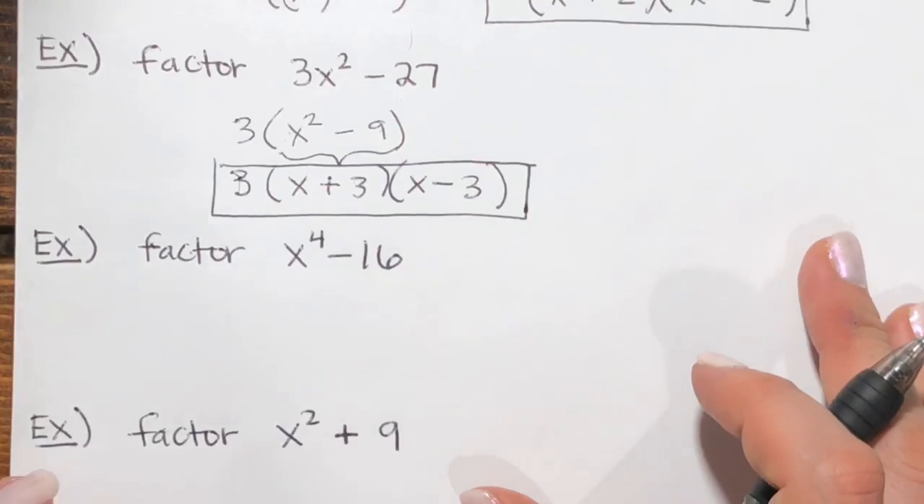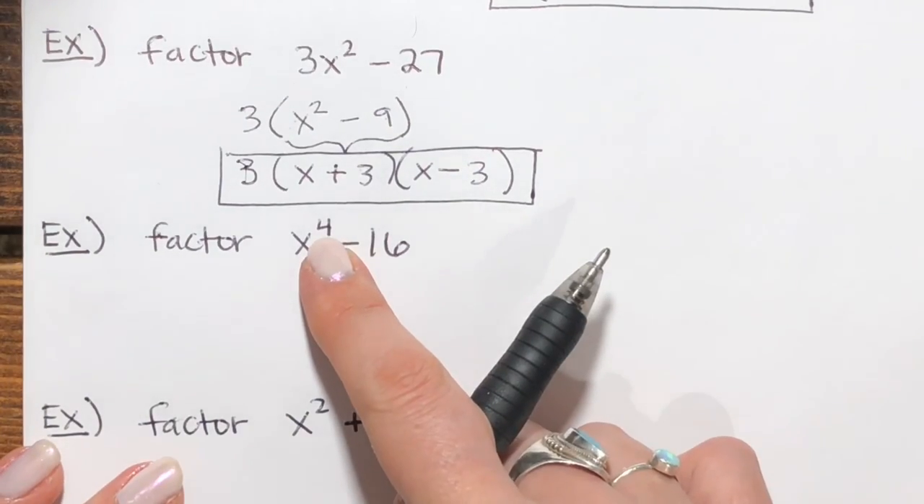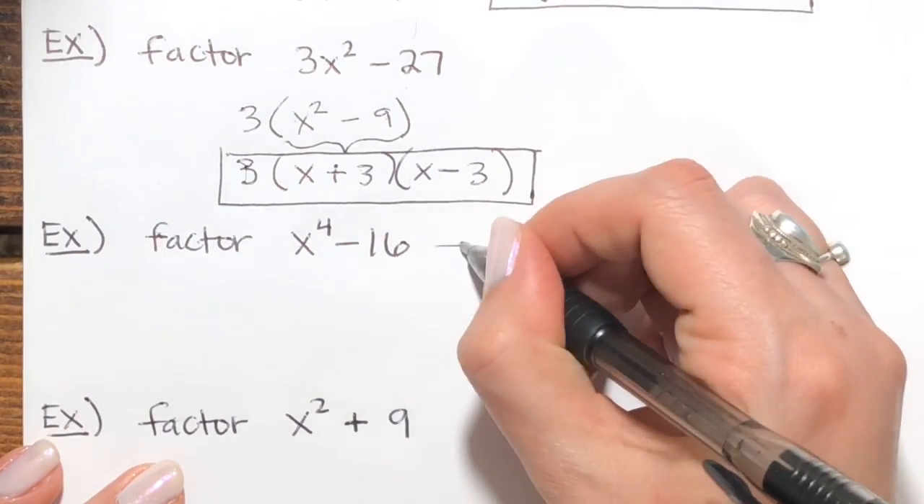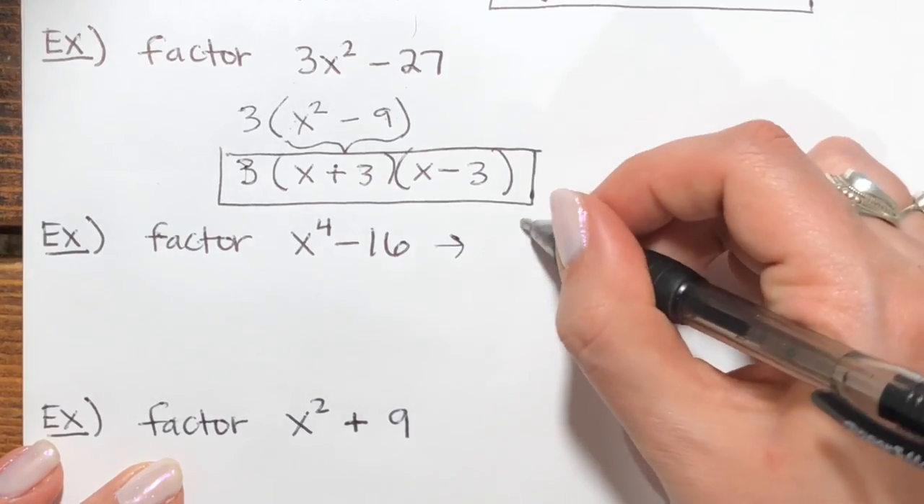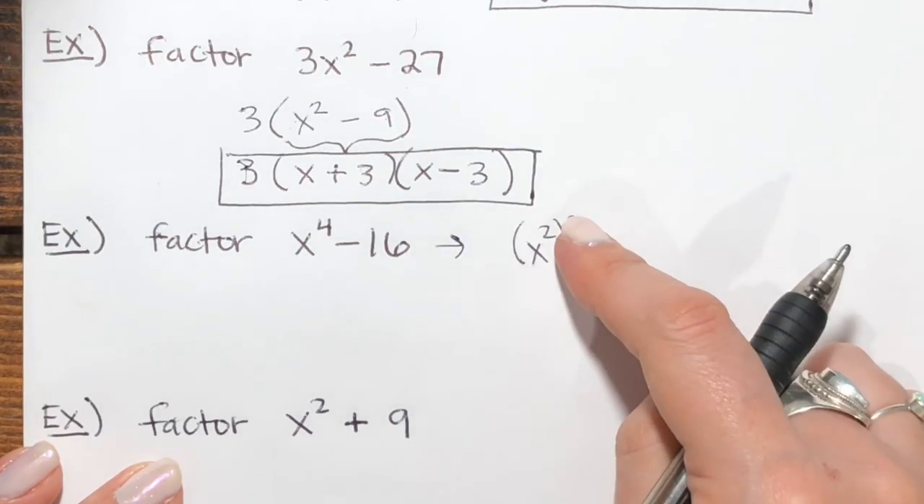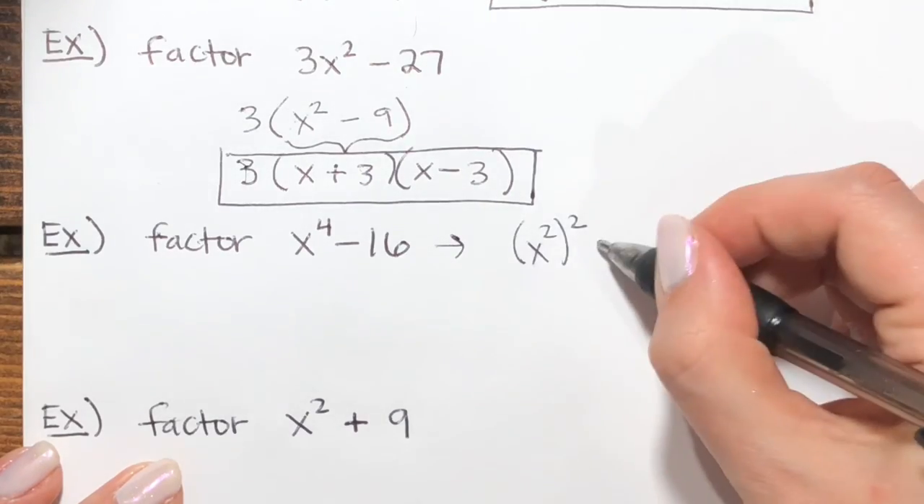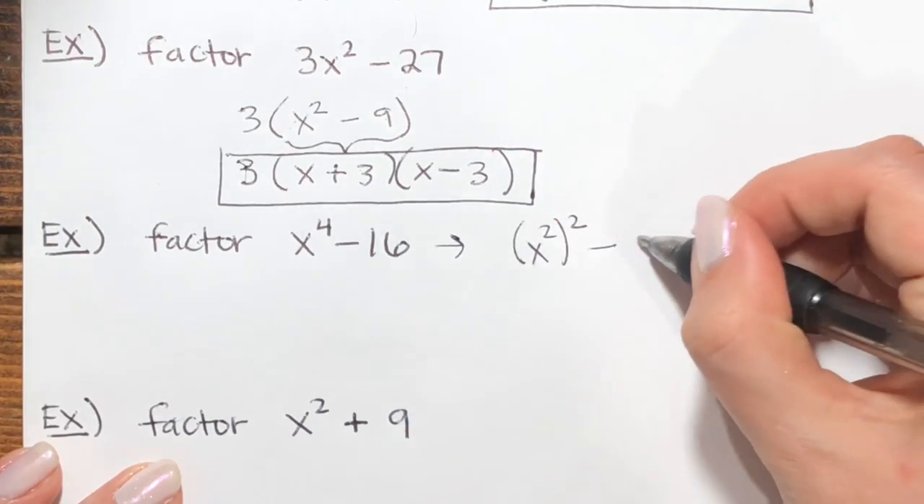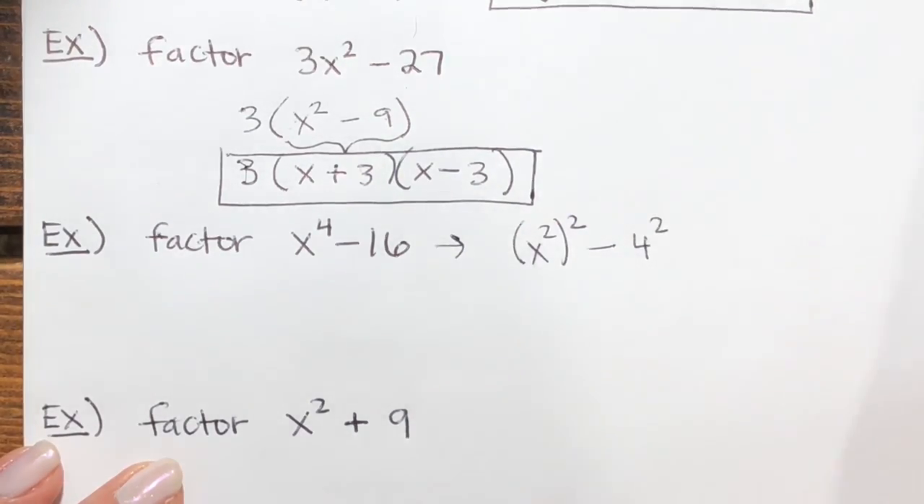Okay, on this one we have another power of 4. So remember, you can think of x to the 4th as being x squared squared, so that I have something squared for our perfect square. And then 16 is also a perfect square. I can think of that as being 4 squared.